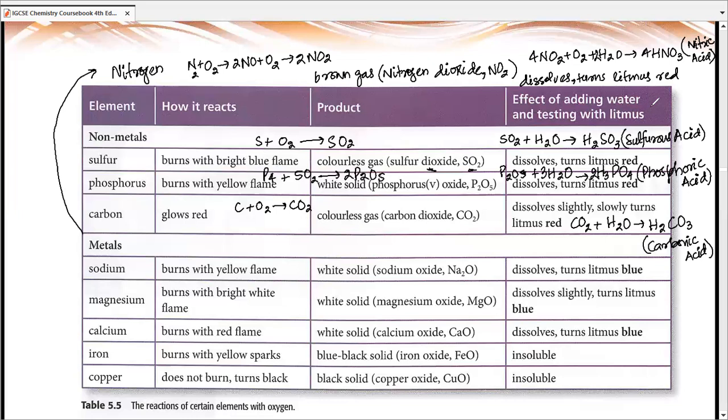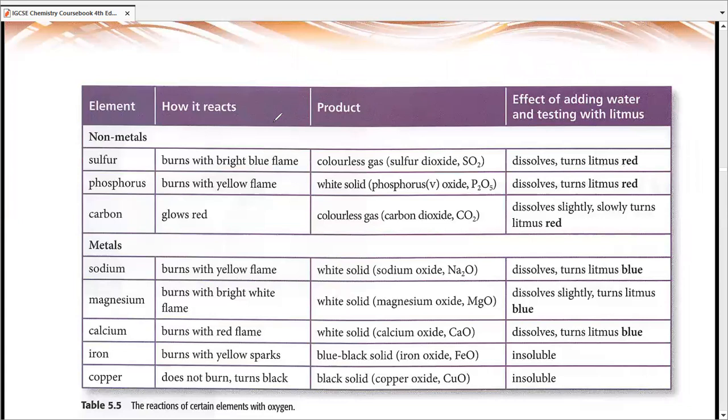Make sure you note everything down, and when you're done, let me know. Yes, sir. I'm downloading. Alright, so I am going to clear all of this up, and we're going to start with metals.